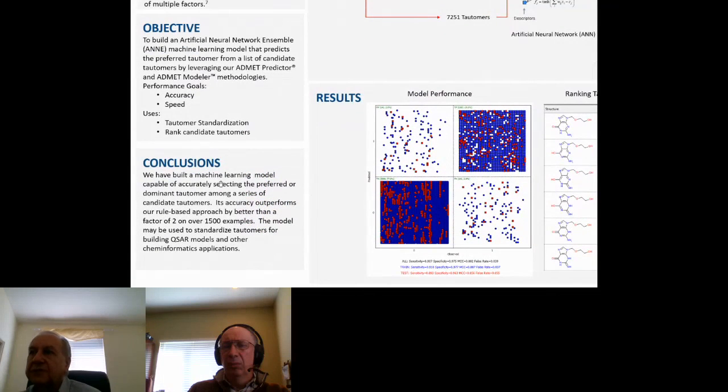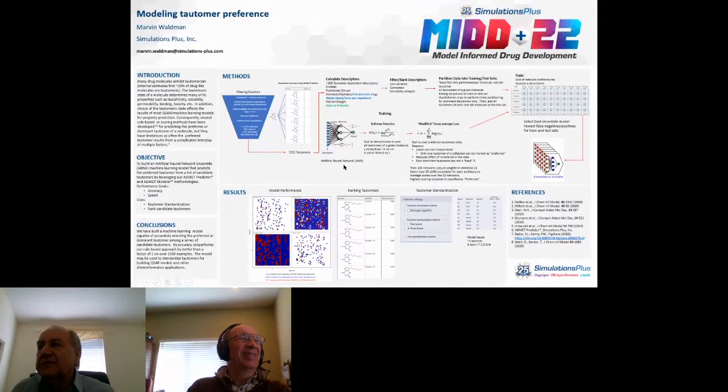So the conclusion: we built a machine learning model capable of accurately selecting the preferred or dominant tautomer among a series of candidates. Its accuracy outperforms our previous rule-based approach by better than a factor of 2 on over 1,500 examples, and it can be used to standardize tautomers for building QSAR models and other cheminformatics applications such as docking or database registration. And I don't have time for acknowledgments, but everybody that was mentioned previously is acknowledged as well. They all contribute, especially David and Bob Clark, our former senior research fellow as well.